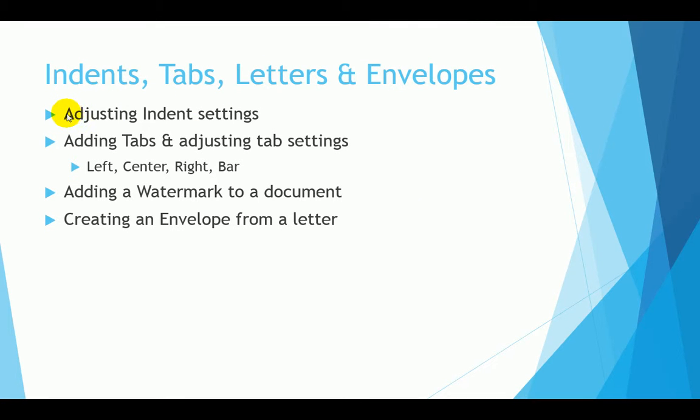In this lesson, we looked at how to adjust indent settings. We indented several paragraphs. We took a look at adding tab settings and adjusting those settings. We looked at the left tab, the center tab, the right tab, and the bar tab. Something not listed here is we also dealt with tab leaders as well. We added a watermark to our document through the Design tab. And then finally, we showed you how to create an envelope from a letter so that you don't have to retype the entire address.